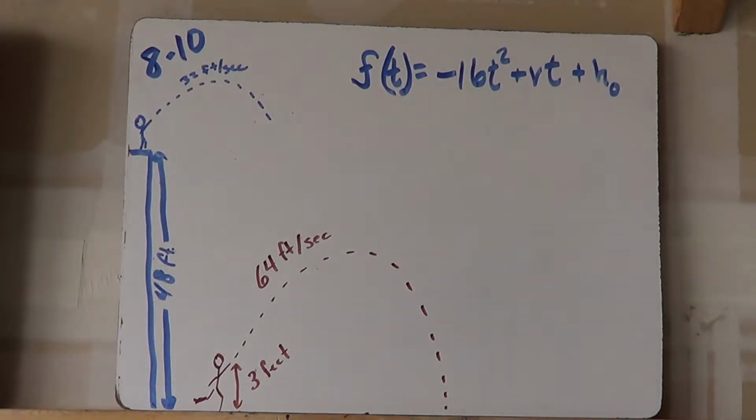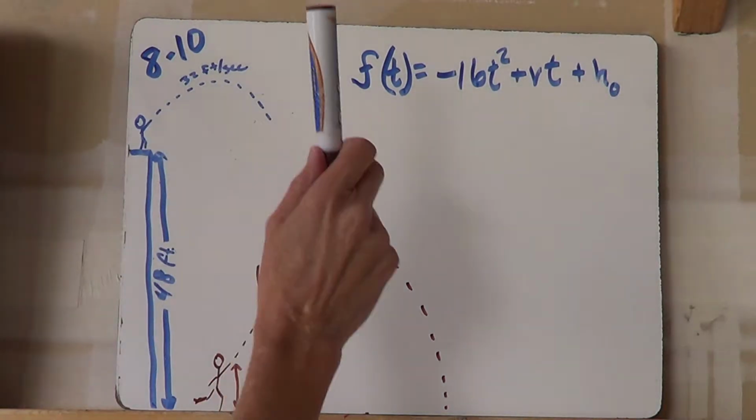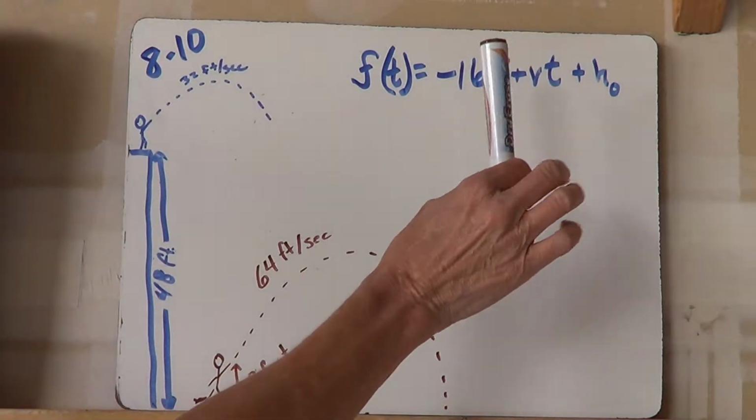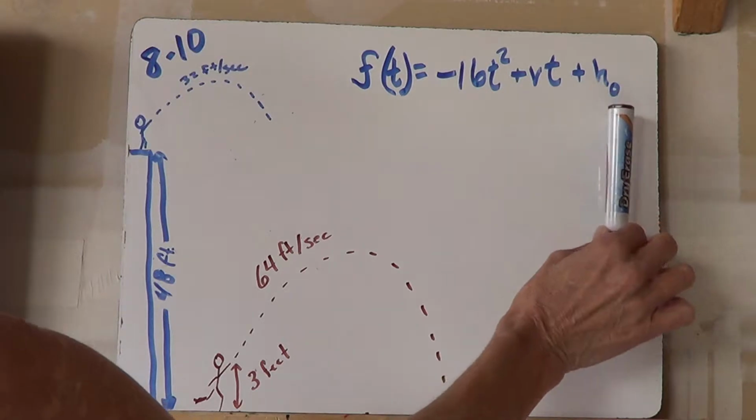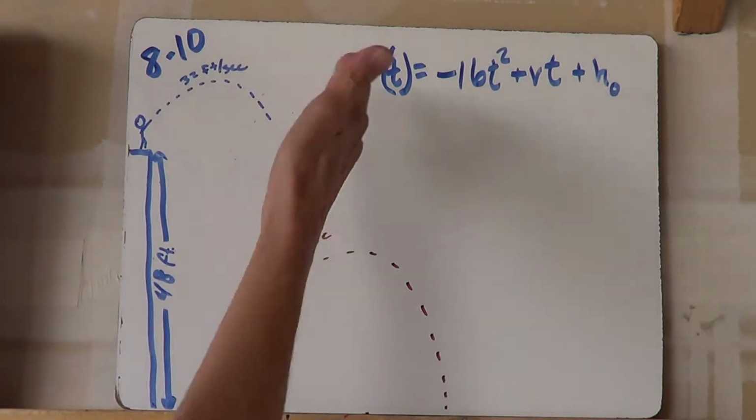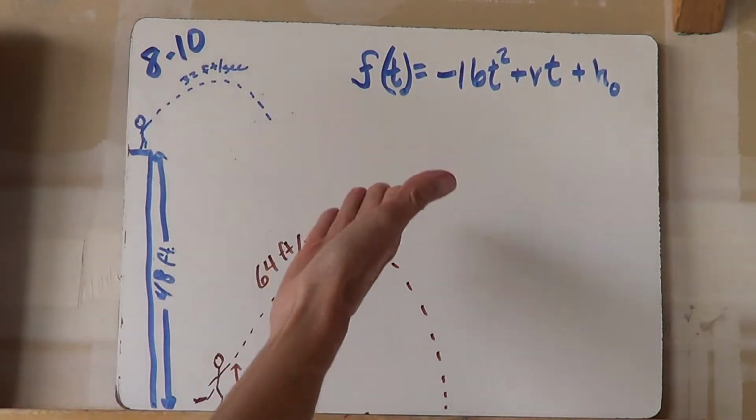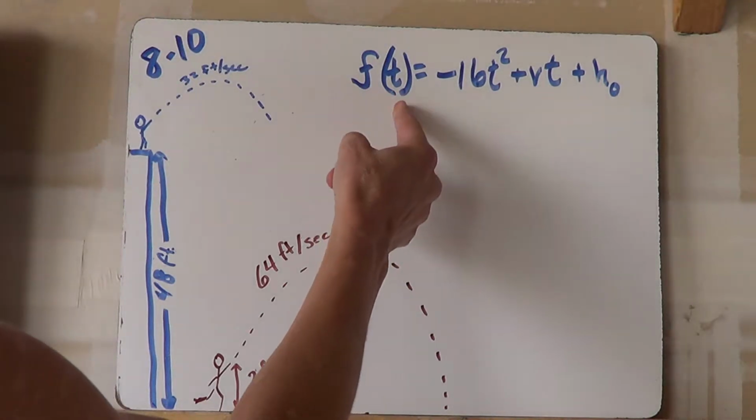Welcome, this is 810. This is on how to use quadratic functions in real life and what the different terms mean in the quadratic function. First off, the f of t we know is the dependent variable because it depends on the t.